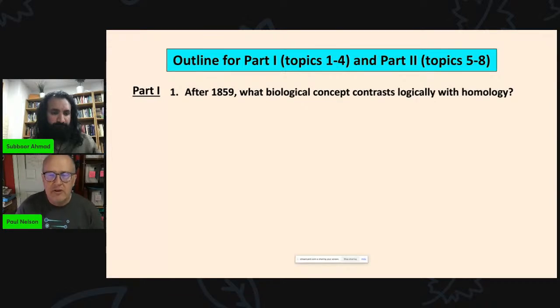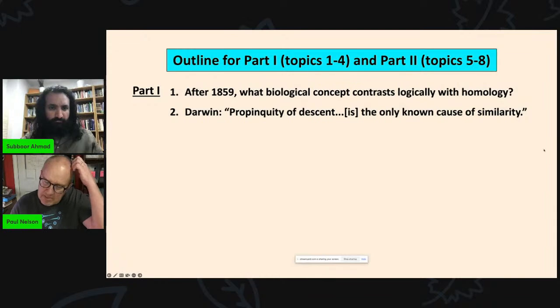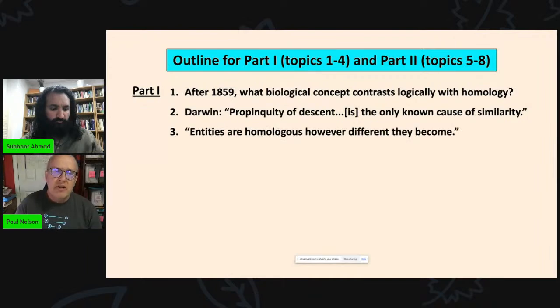So here's my outline, just to let you know where we're going in part one today. We'll start with some basic concepts. In particular, we're going to ask what biological concept contrasts logically with homology. Then we'll look at a claim made by Darwin in The Origin of Species, namely that propinquity of descent, of material relationship, is the only known cause of similarity among living things, which to a remarkable extent still holds today, I think, for many biologists, and so we'll probe that. Then a claim made by the systematic biologist Michael Ghiselin in a chapter he published in the 70s that I read as a graduate student, and it really shocked me in a good way.